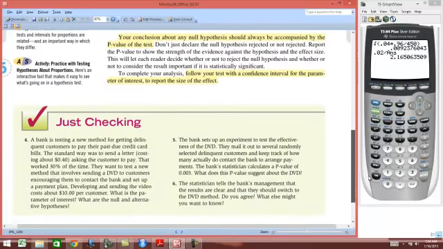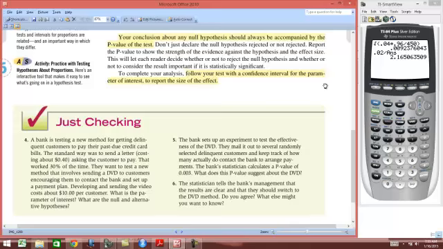The conclusion about any null hypothesis should always be accompanied by the p-value. If you reject the null, follow up your test with a confidence interval for the parameter of interest to report the size of the effect. Okay, just checking. A bank is testing a new method for getting delinquent customers to pay their past credit card bills. They used to send a letter costing about 40 cents. That works 30% of the time. Now they have a new method. They set up sending somebody a DVD to help them set up a payment plan. Developing and sending the video costs about $10 per customer. What is the parameter of interest?